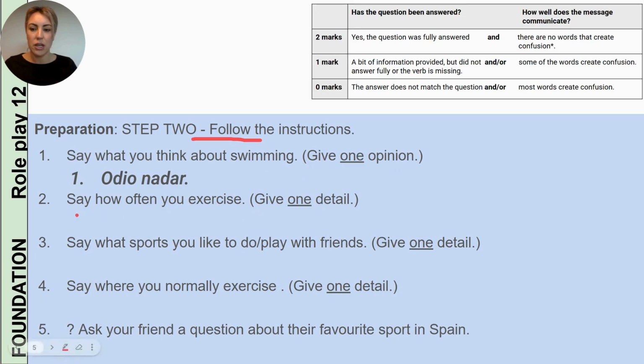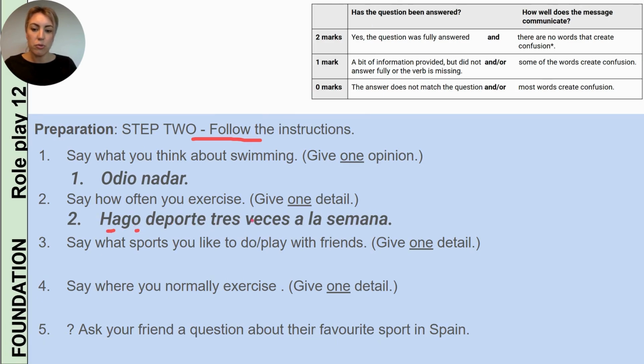No more information. The second one says, say how often you exercise, give one detail. So it's going to be never, always, sometimes. And I went for hago deporte 3 veces a la semana because we need to include a verb. Okay, so I do sport 3 times a week.